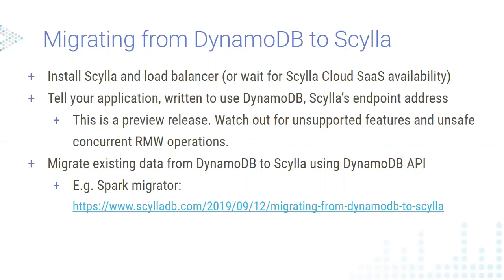And if you want to migrate existing data that you already have on DynamoDB to Alternator, we even wrote a migration tool using Spark. And you can see here a link to the blog where we describe this tool.